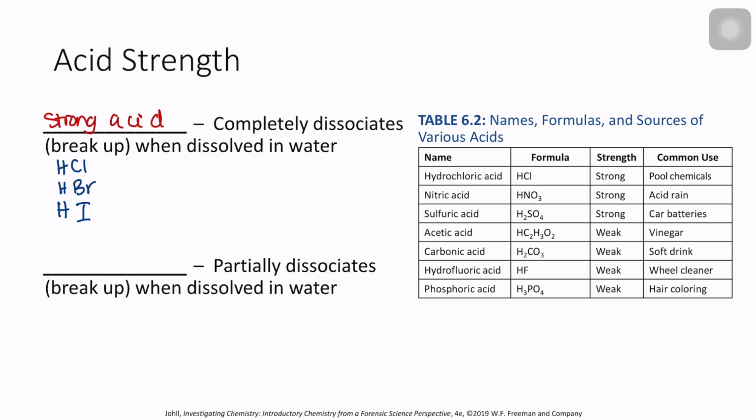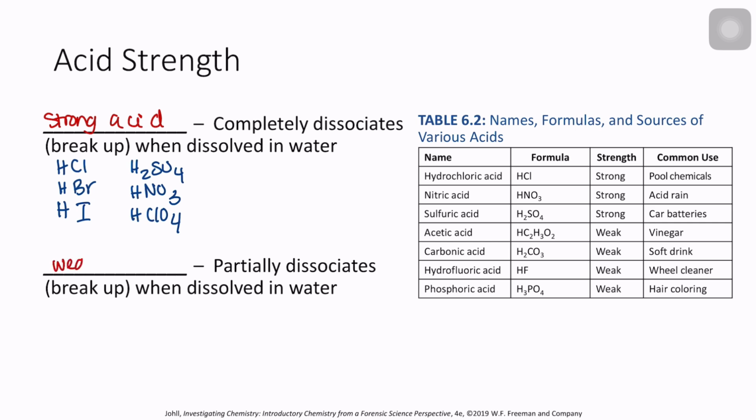It is a weak acid because the H+ and F- are going to be really strongly attracted to each other and they're going to get back together. So they do not completely dissociate in water. Our other strong acids are sulfuric acid, H2SO4, nitric acid, HNO3, and perchloric acid, HClO4. So these are the strong acids for this class. Keep in mind there are other strong acids, but we're just not going to talk about those in this class.